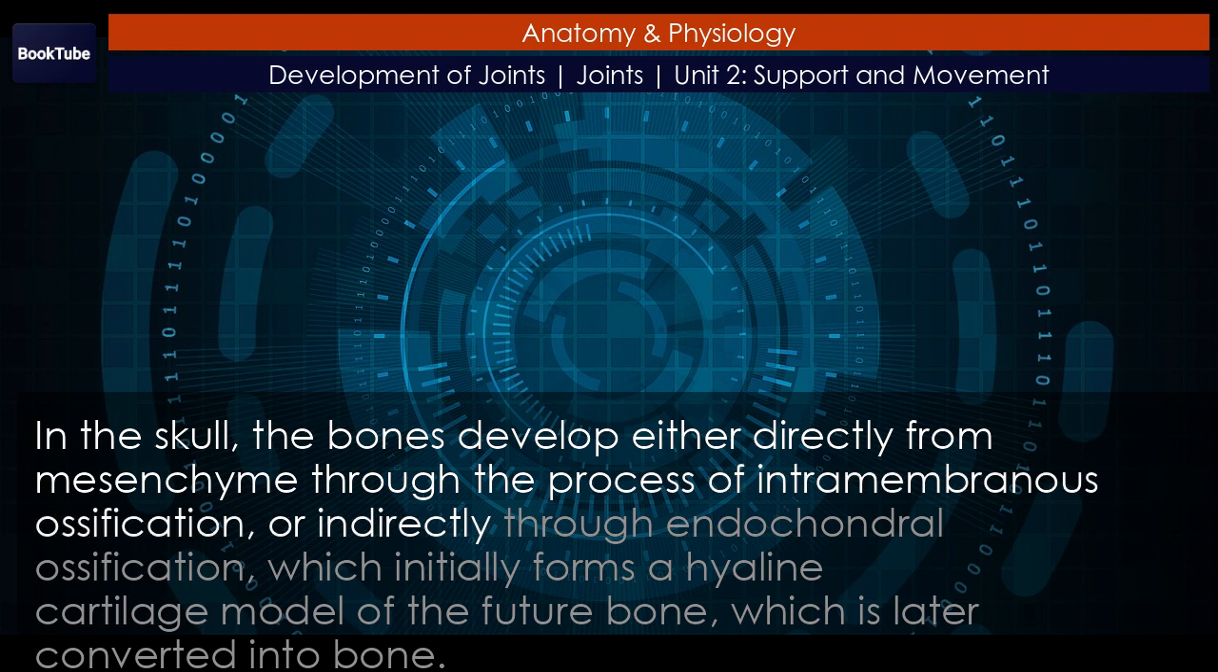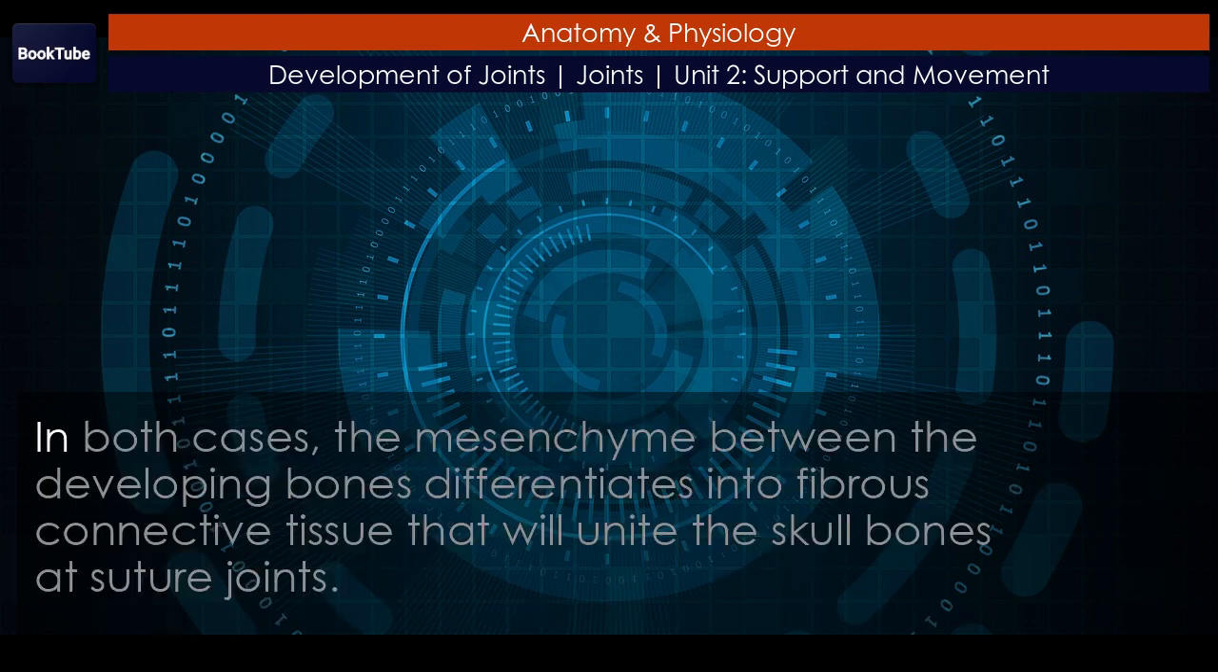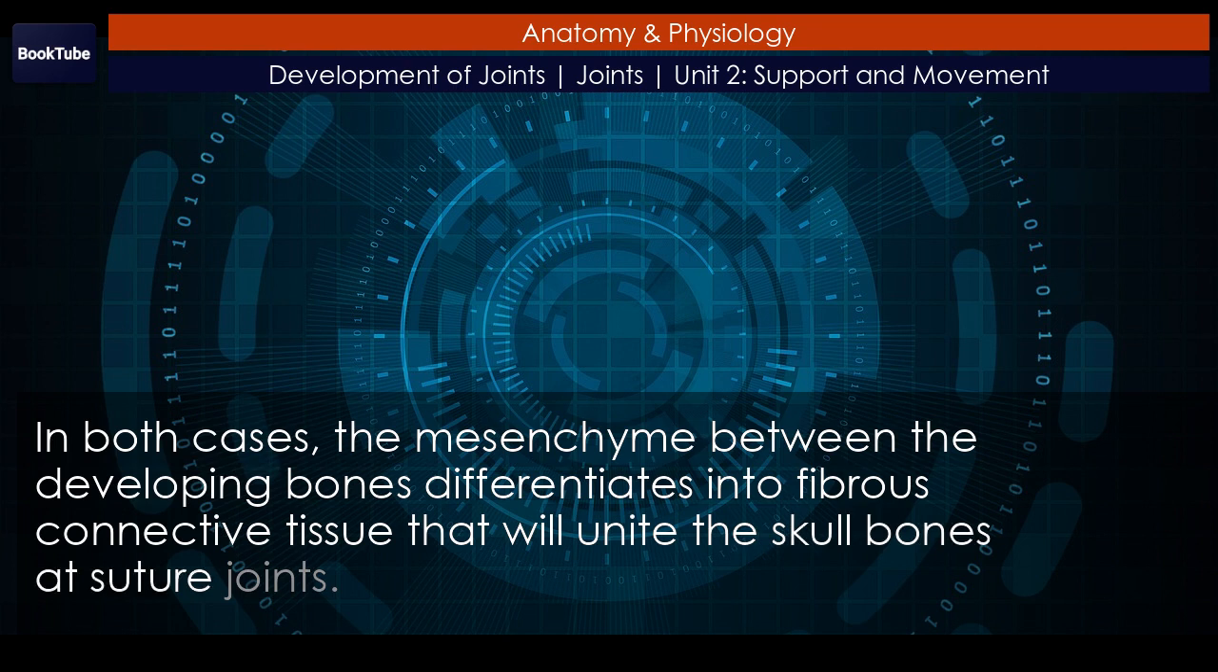ossification, or indirectly through endochondral ossification, which initially forms a hyaline cartilage model of the future bone, which is later converted into bone. In both cases, the mesenchyme between the developing bones differentiates into fibrous connective tissue that will unite the skull bones at suture joints.